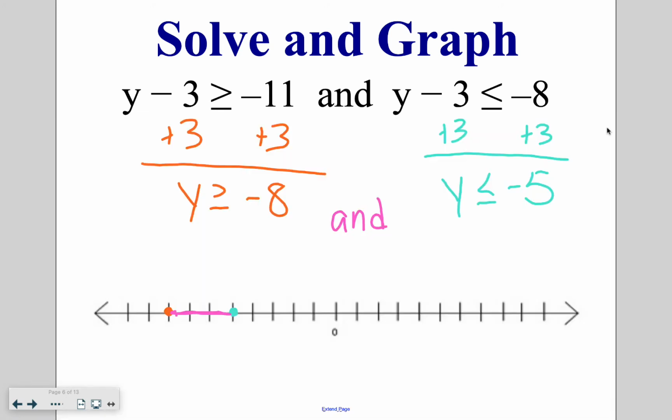So your first answer is y is greater than or equal to -8, and your second answer is y is less than or equal to -5. So it should have been both closed dots, and the answers are between those two dots.